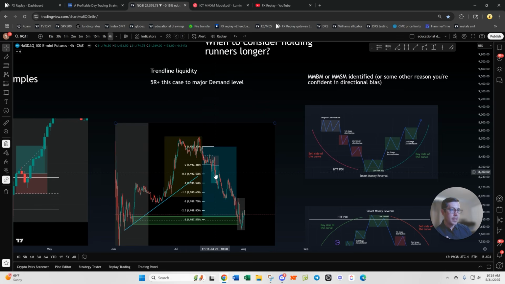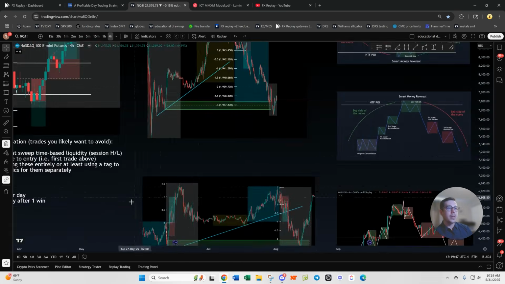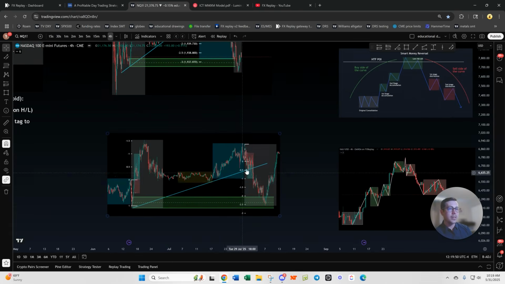So in this case, you could have potentially held this trade for over 5R down to this major order block, basically a demand level down here. Same thing with another example on the Dow. There was this really nice trendline liquidity here, and you could have held this trade for like 2.7R instead of the 1.3R in the first place. So if there's trendline liquidity beyond your initial take profit, those could be higher probability trades to hold longer.